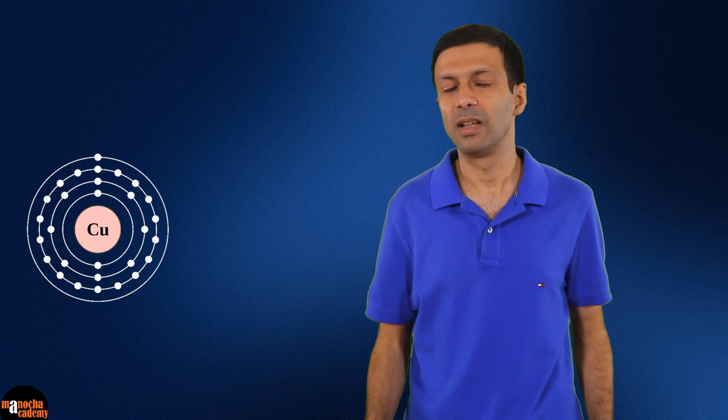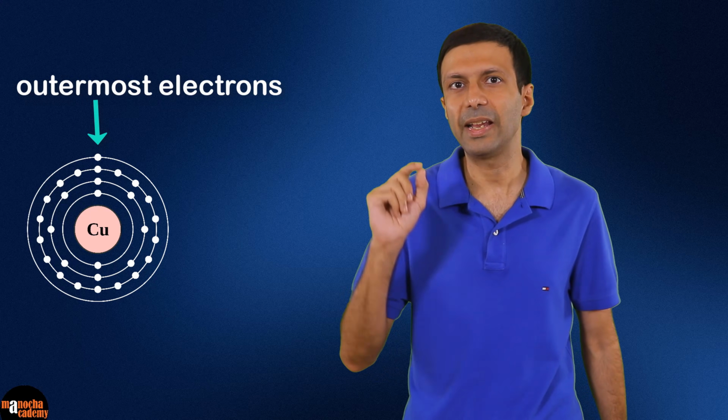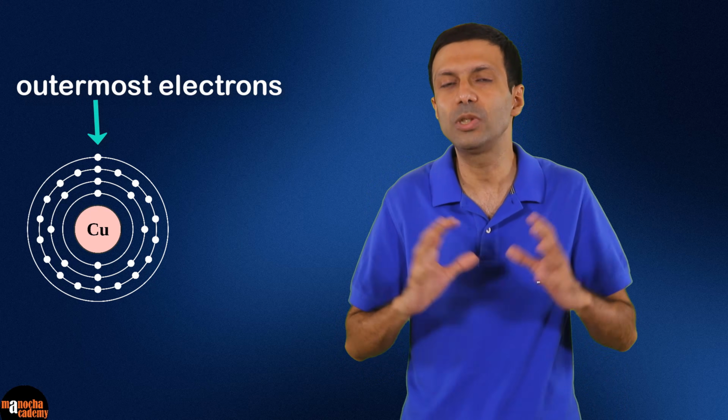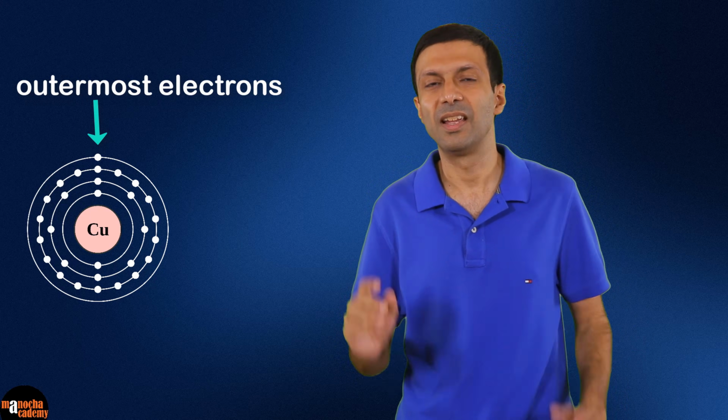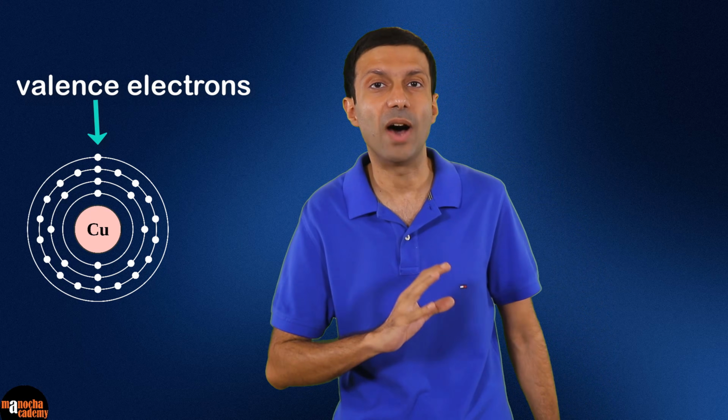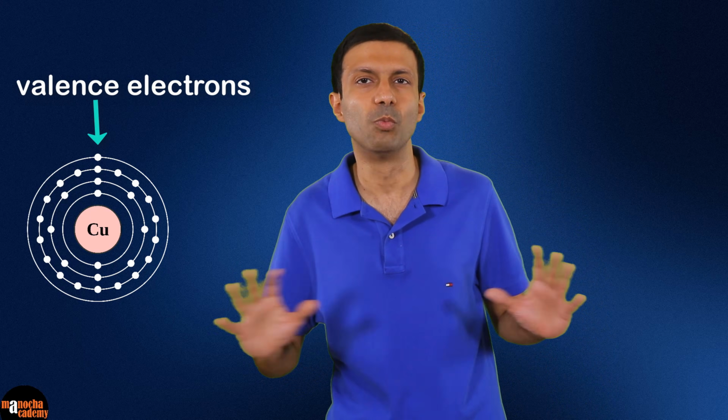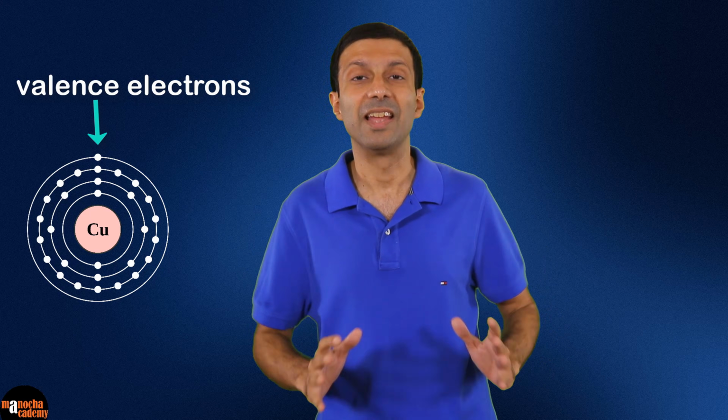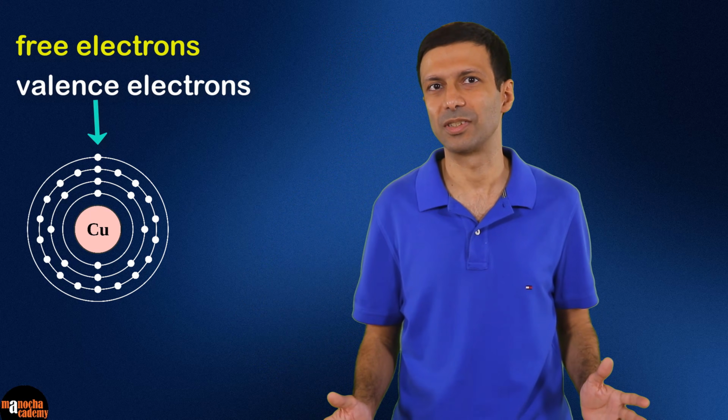A wire is made of a metal like copper. The outermost electrons in each copper atom are loosely bound to the nucleus. These outermost or valence electrons are free to move around in the wire. That's why they are called free electrons.